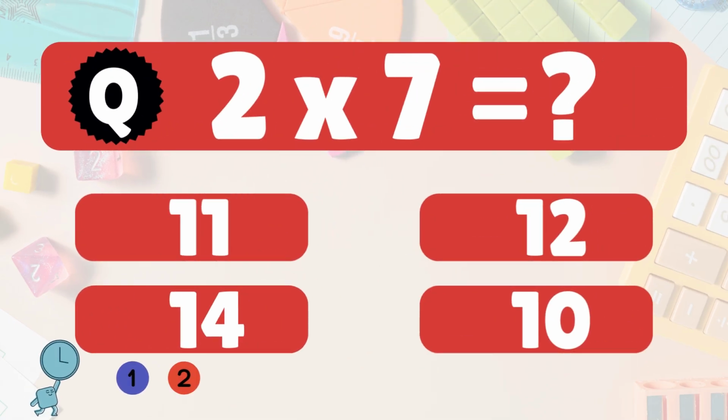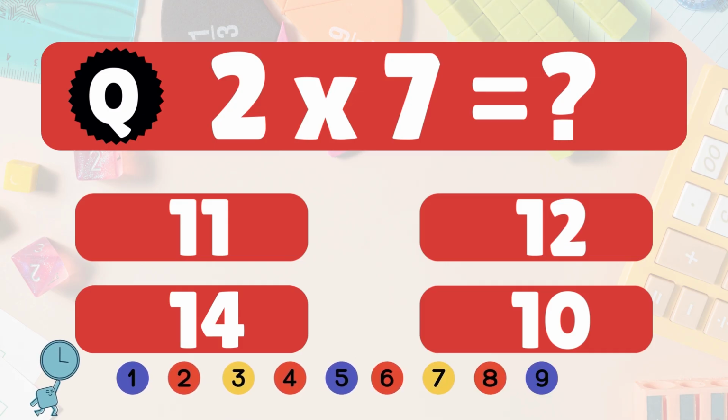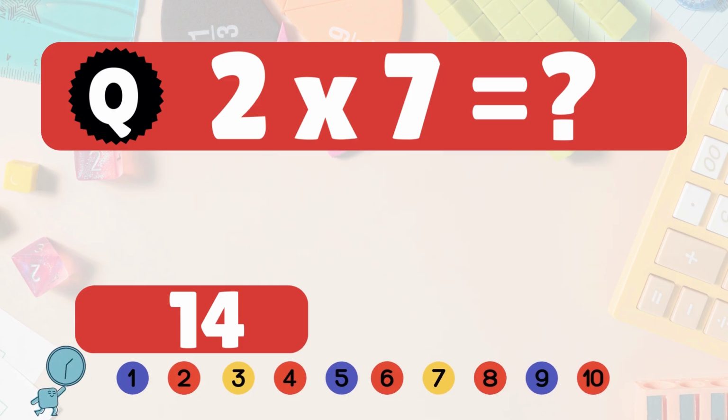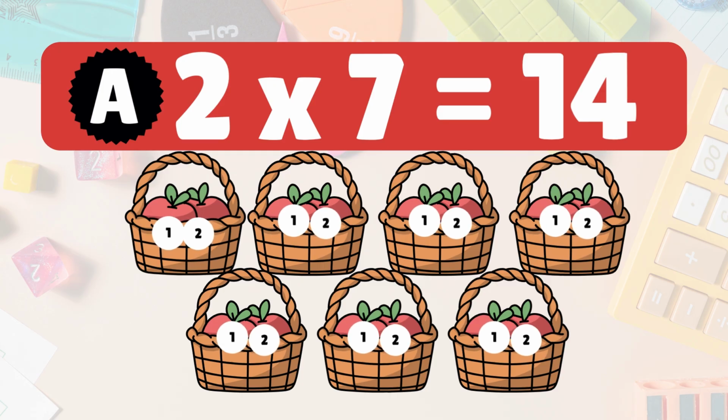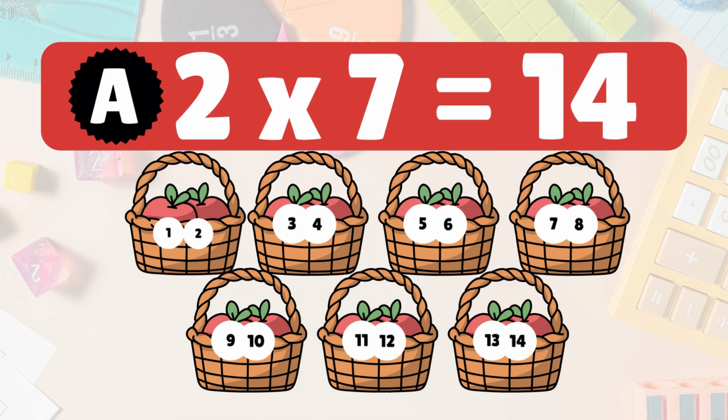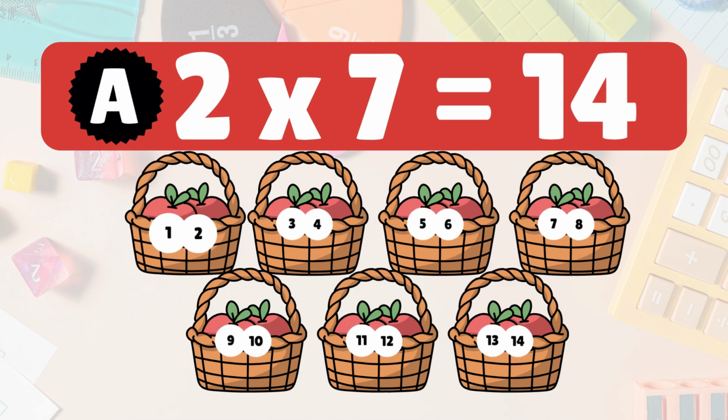Next, 2 times 7 is what? Two times 7 is 14. Here we have 7 groups of 2 apples each. Let's count them all. 1, 2, 3, 4, 5, 6, 7, 8, 9, 10, 11, 12, 13, 14. So, 2 times 7 is 14 apples.